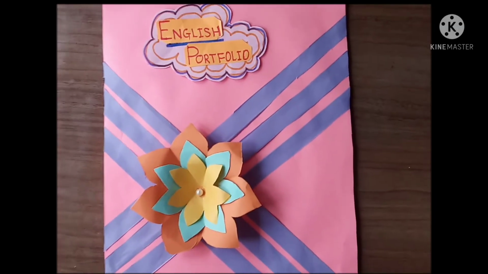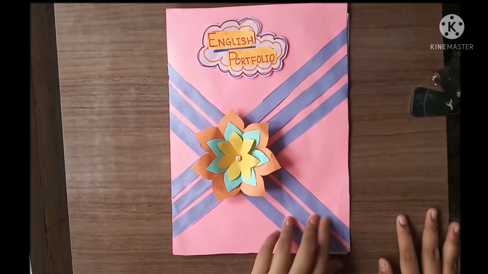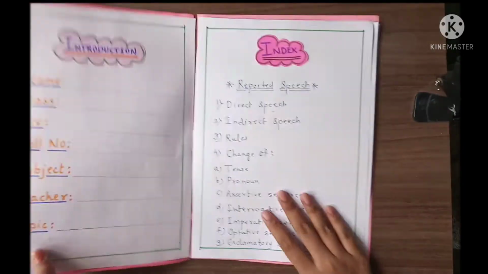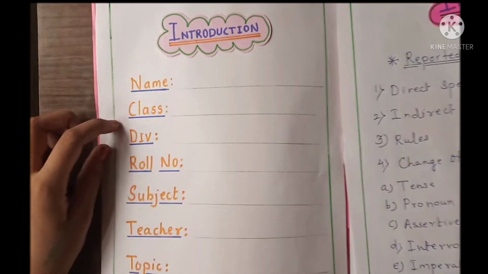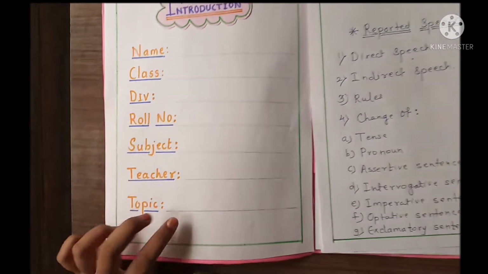So let's see the project inside, which is about reported speech. Let's see inside. Here is the introduction: name, class, division, roll number, subject, teacher and topic.